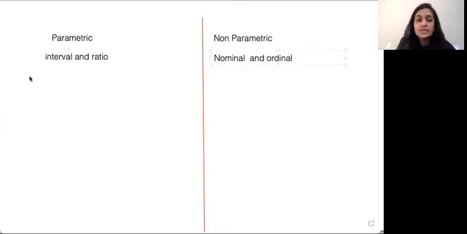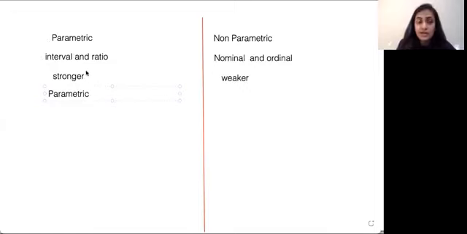Now, which one is a stronger test? Is it parametric or non-parametric? Definitely parametric because it has interval and ratio, right? So it's your parametric tests that are stronger, non-parametric are weaker. Which test can you generalize to the entire population, parametric or non-parametric? It's going to be a parametric test. They are stronger tests and they can be generalized to your entire population. What about non-parametric tests? They're weaker and we're not really generalizing them to the entire population.